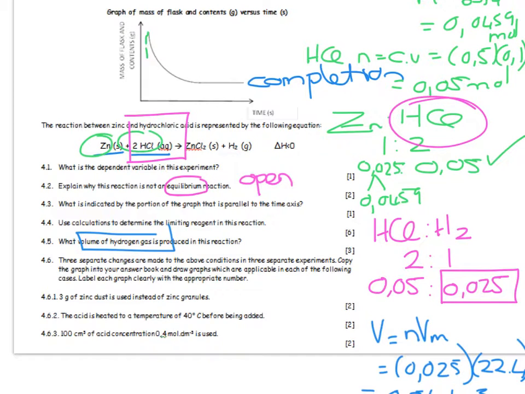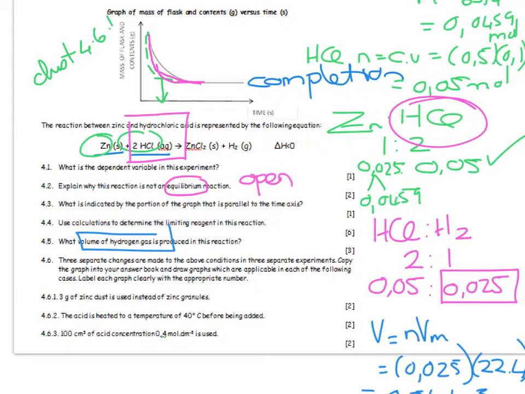So I'm going to make this zinc dust. The time that it reaches completion is much shorter, and we'll call that dust 4.6.1. Then it asks me, the acid is heated. That is also going to land up being a much faster reaction, and so it's also going to come down fast and reach completion sooner.